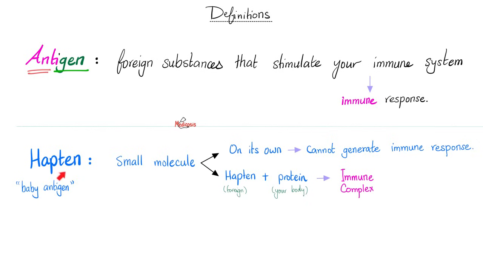What's a hapten? A hapten is a baby antigen, a small antigen, a very small molecule. On its own, I'm not good enough. I cannot generate an immune response.